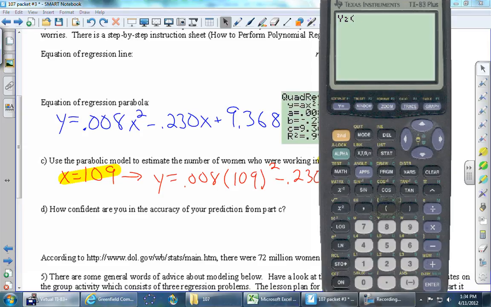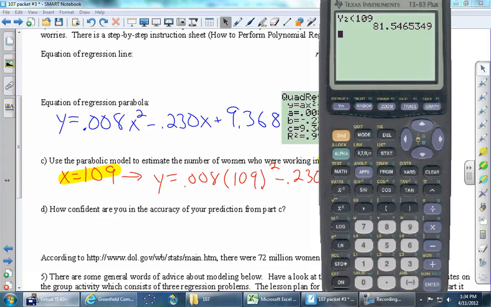What's the x for this example? It's 109. This is my way of asking the calculator to find the value of y when x is 109. It's exactly what I want. It's a whole lot easier to do that than to type all this in again. It's also more accurate. So how many women were working in the workforce in 2009? About 81 million.